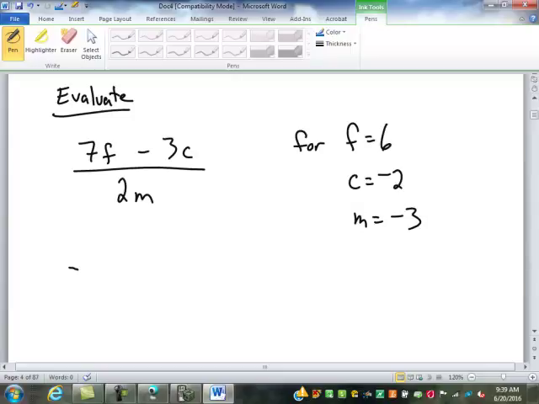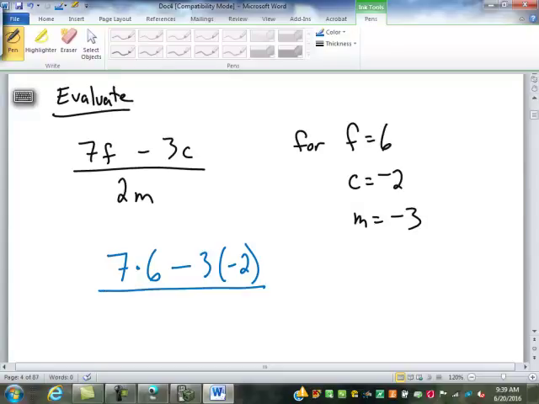So we're going to start out by replacing the variables with their values. So 7f becomes 7 times 6 minus 3 times a -2. Now, when I replace a variable with a negative value, I always put it in parentheses, just because that avoids some mistakes. And then on the bottom, we have 2 times a -3. So 2m becomes 2 times -3.